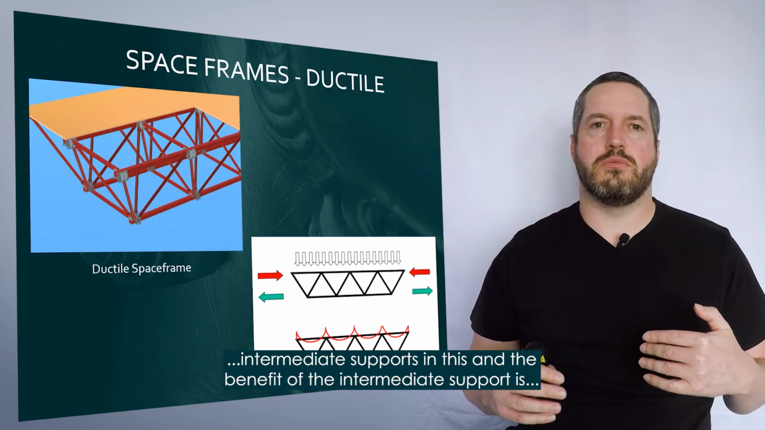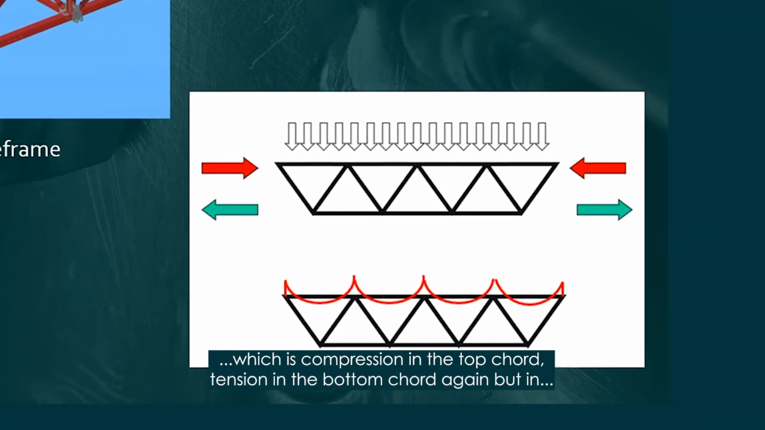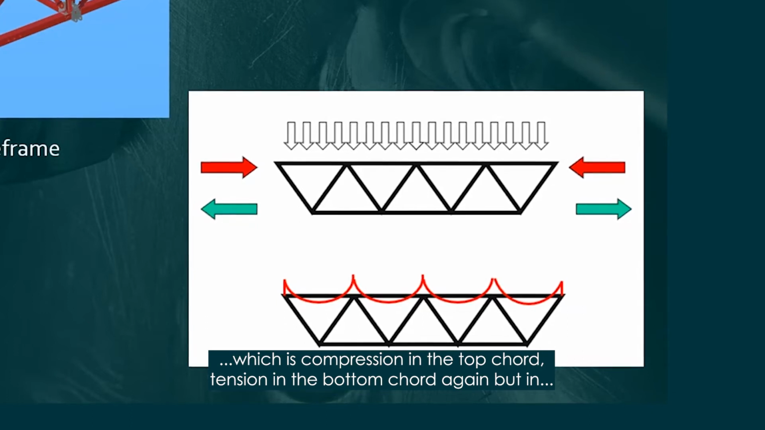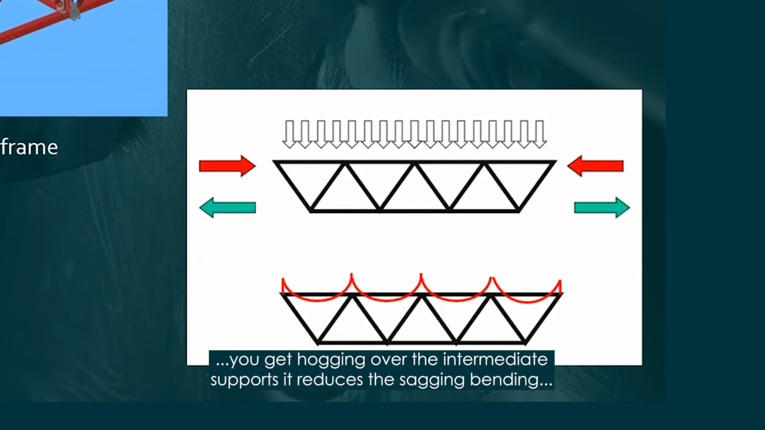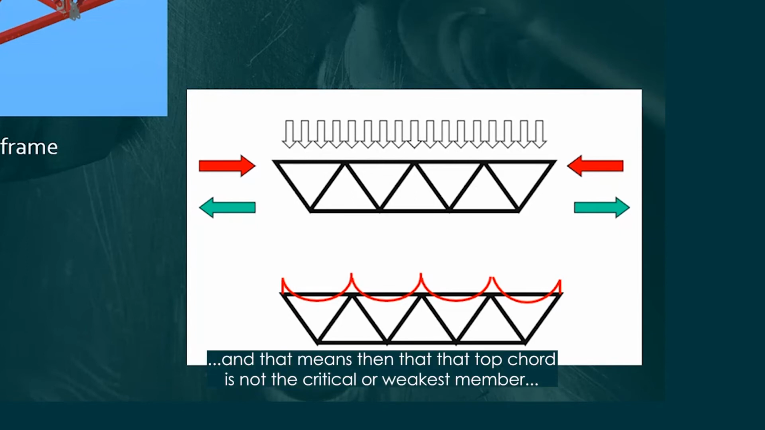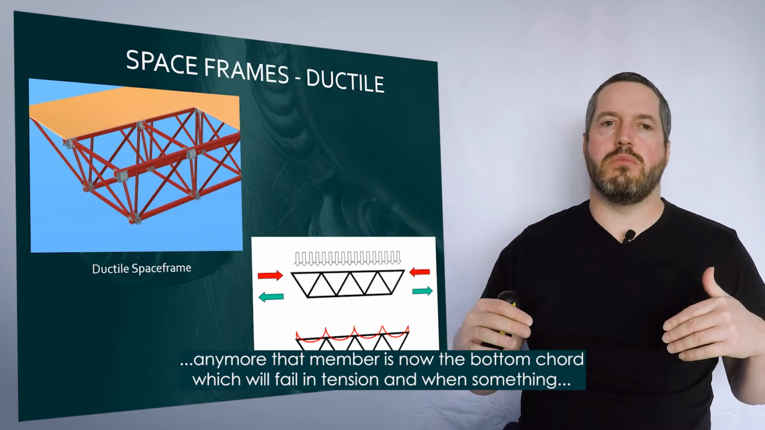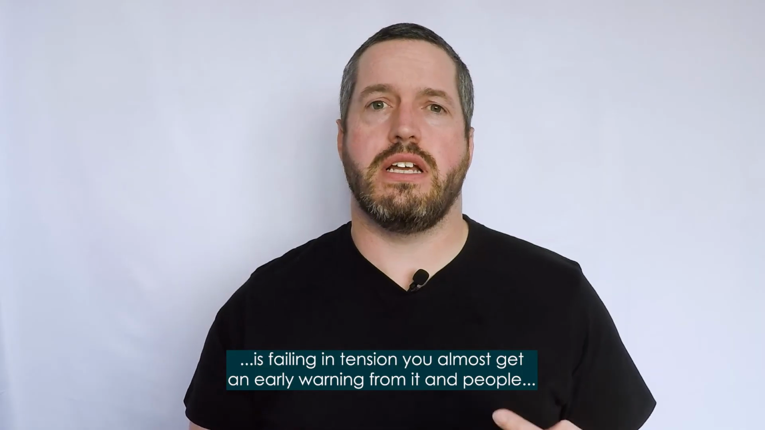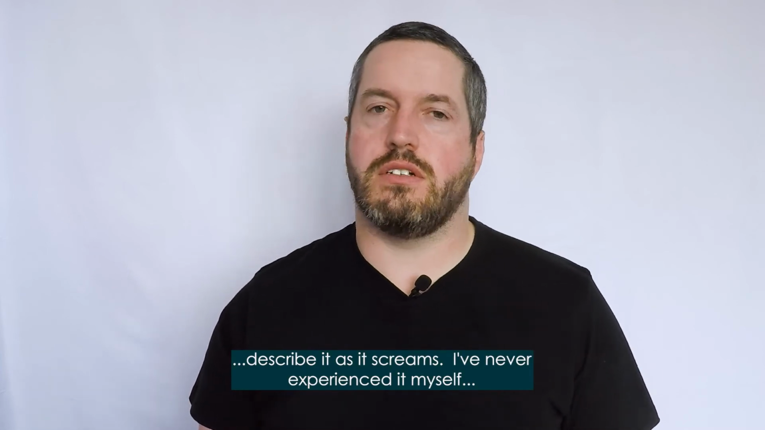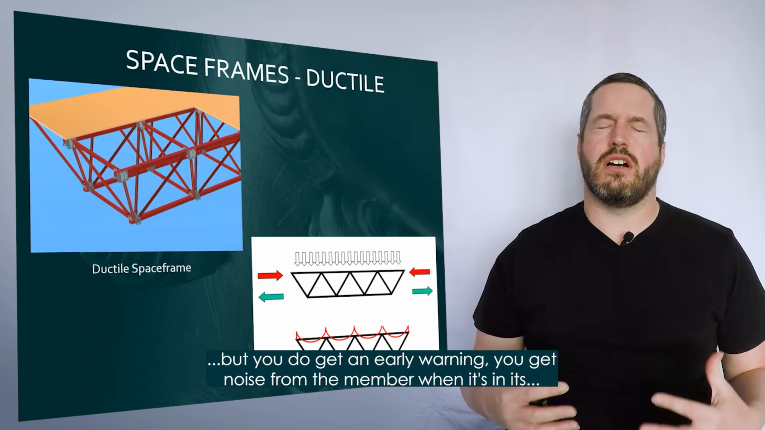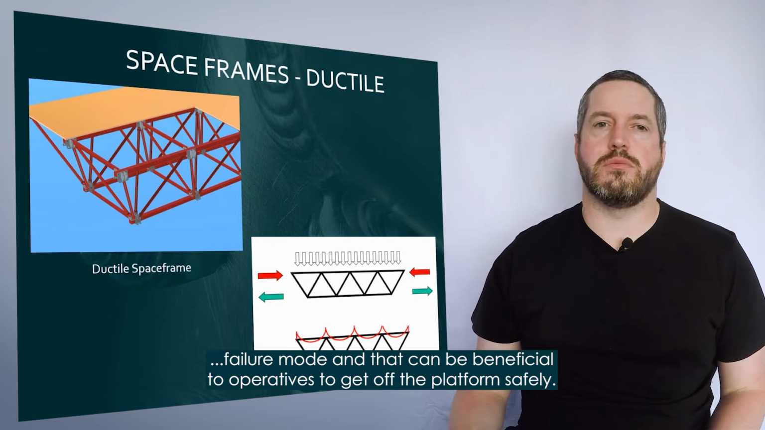And the benefit of the intermediate support is that if we look in the bottom image here, you've got bending in the space frame, which is compression in the top chord, tension in the bottom chord again. But in this scenario, because that top chord is continuous, it lifts the moment diagram. You get hogging over the intermediate supports, it reduces the sagging bending, and it means then that that top chord is not the critical or weakest member anymore. That member is now the bottom chord, which will fail in tension. And when something is failing in tension, you almost get an early warning from it. People describe it as it screams. I've never experienced it myself, but you do get early warning and you get noise from the member when it's in its failure mode, and that can be beneficial to operatives to get off the platform safely.